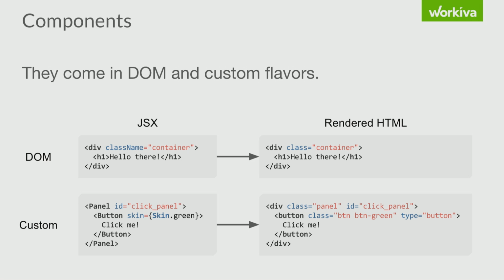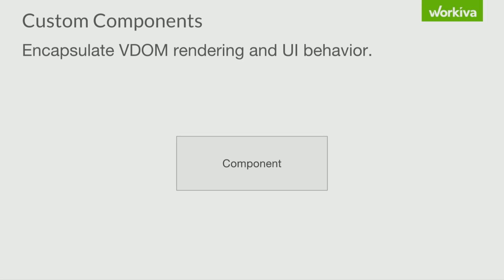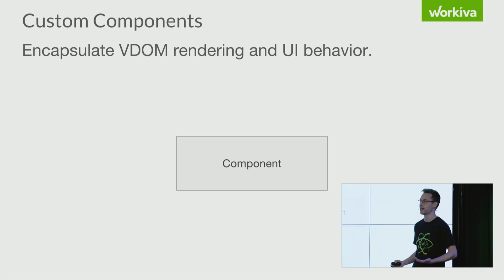DOM components get translated directly, and then custom components get translated into virtual DOM, and then into rendered HTML. So again, a custom component encapsulates virtual DOM rendering, and it can also include UI behavior. You can bind event handlers and do other things in it.